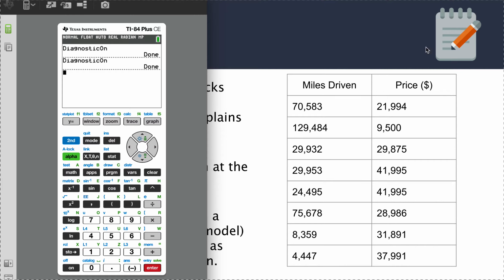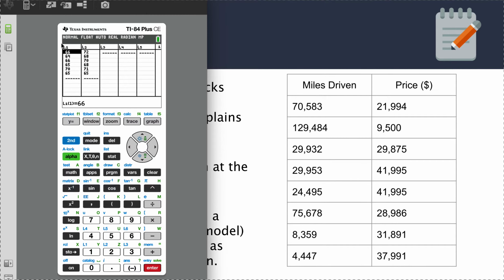All right. So let's enter these data, or data is plural, these data into our table. If you click stat, edit, we'll be able to enter our data into the table here. If you need to, we can clear any data that's actually there in L1 and L2. You just scroll up to the top where the list is named and clear it. Hit enter. All right. So in list 1, we're going to do 70,583 and hit enter. I'm just going to list out all the miles driven. Please go ahead and do that on your calculator.